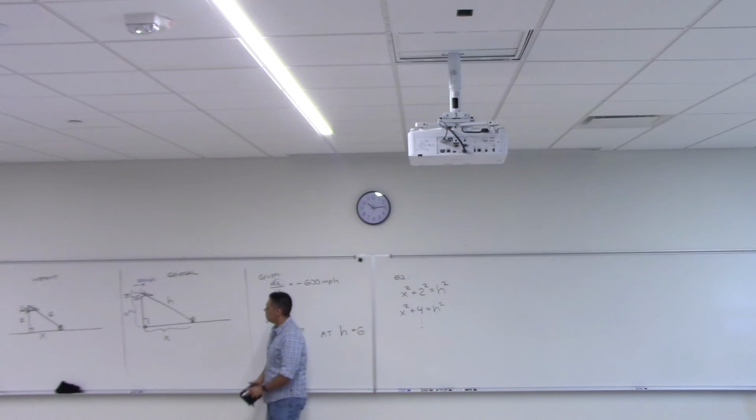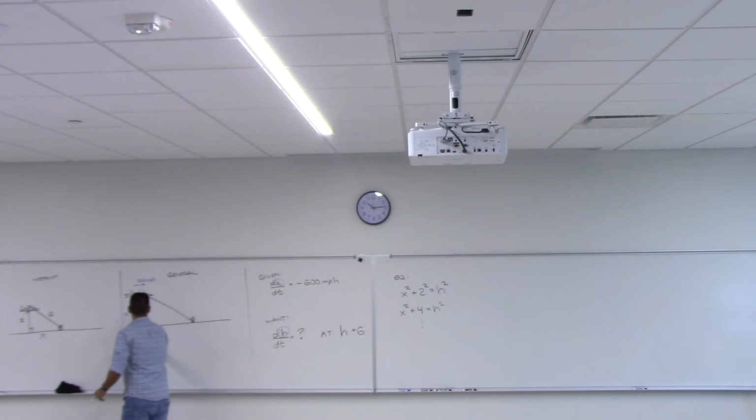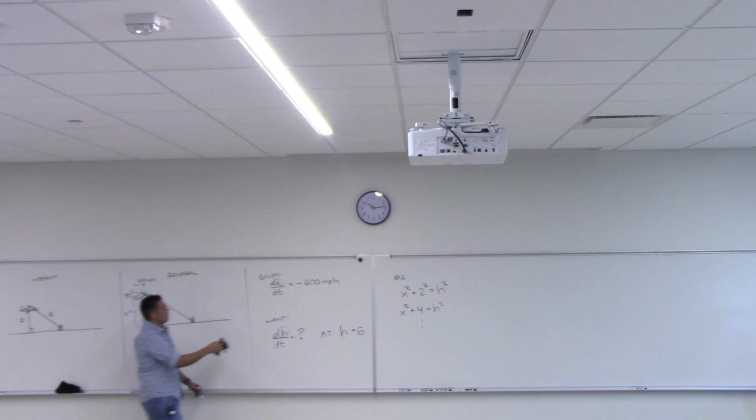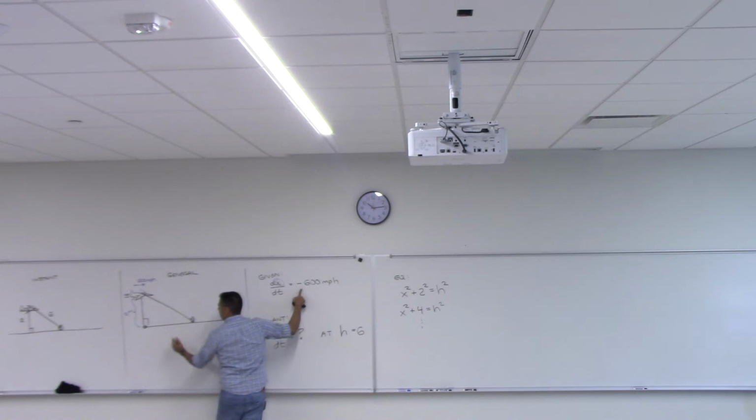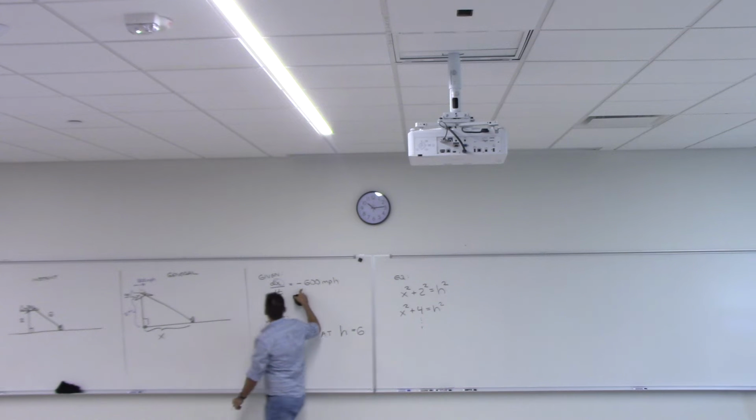So now, let's see. If I were to start this over, this would still be the same, right? This would be the same. That would be the same, yes? This negative 600, I could still call this x, couldn't I? That would still be the same?